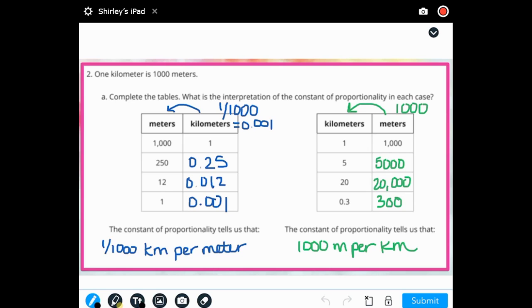Okay, and if you fill in that table, make sure you're taking a look at those bottom questions. What is the constant of proportionality in each table? What are you doing from left to right in A? What are you doing from left to right in B?